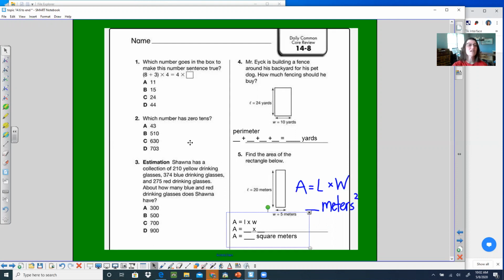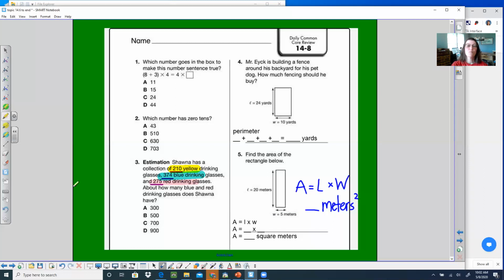Estimation. So remember, estimate means round. So I'm going to get my little pen ready. I notice all of these answers are rounded to the hundreds place. So I'm going to round to the hundreds place. So I have 210. I have 374. I have 275. Shauna has a collection of 210 yellow drinking glasses. Highlight that yellow so that I can pay attention to it. 374 blue drinking glasses and 275 red. Pink is as close as I get to red.